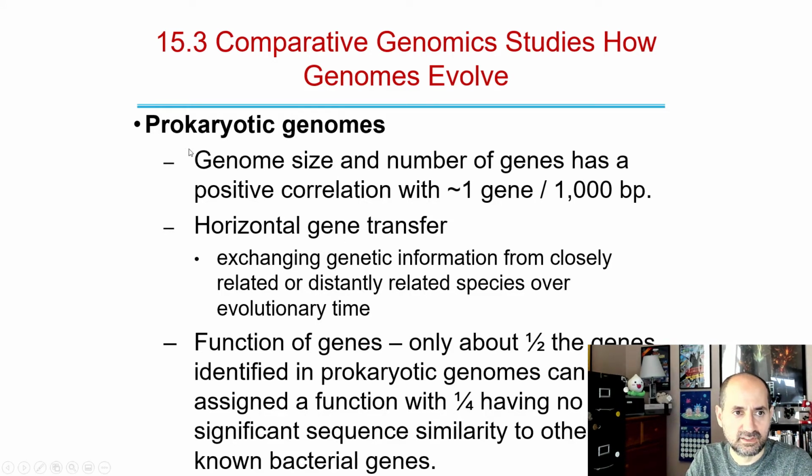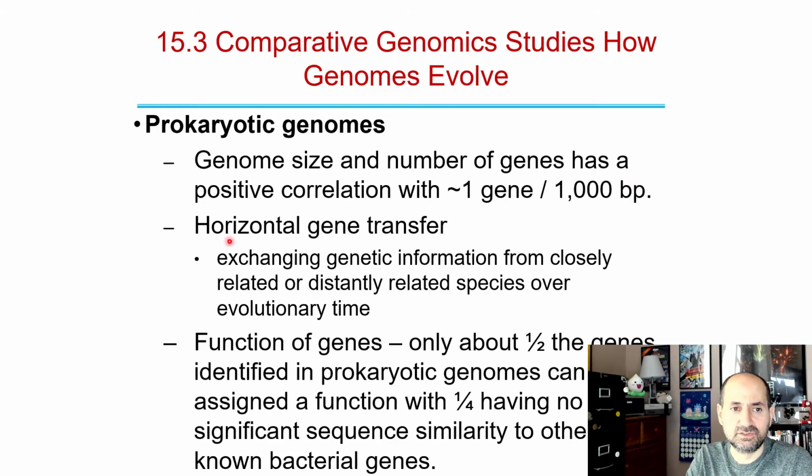Let's start with prokaryotic genomes. So prokaryotes, what do we know about them? The genome size and number of genes has a positive correlation. What does that mean? For every 1,000 base pairs of chromosome, you find about one gene in a prokaryote. Okay, so that's what we mean by the genome size and number of genes having a positive correlation. There's about a gene every 1,000 BP.